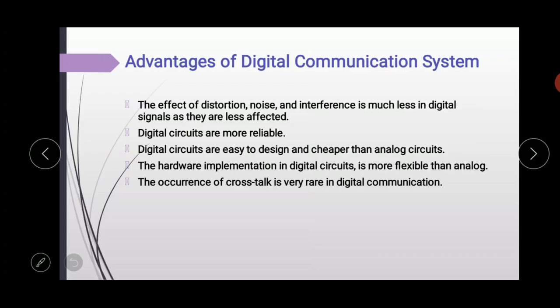Digital circuits are easy to design and cheaper than analog circuits. The hardware implementation in digital circuits is more flexible than analog. Then the occurrence of crosstalk is very rare in digital communication, as this one is more secure.